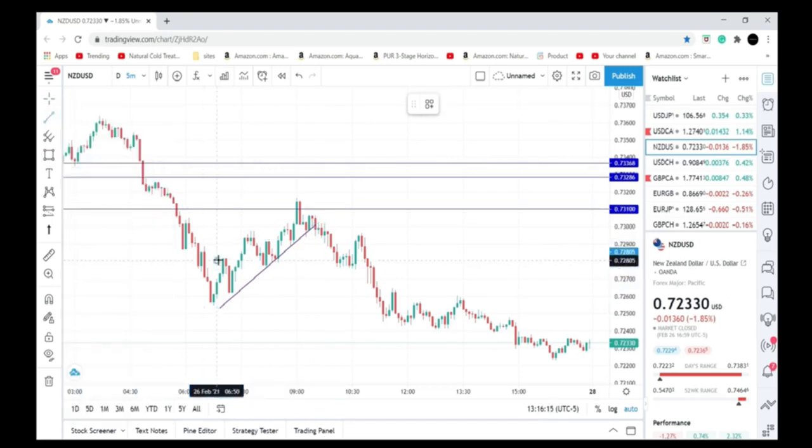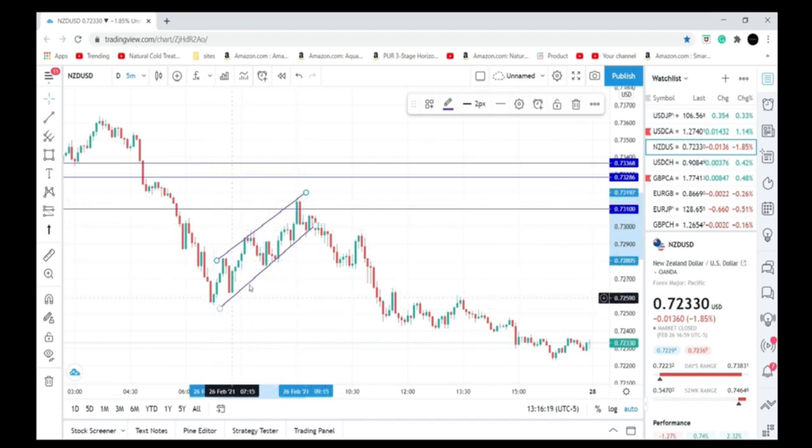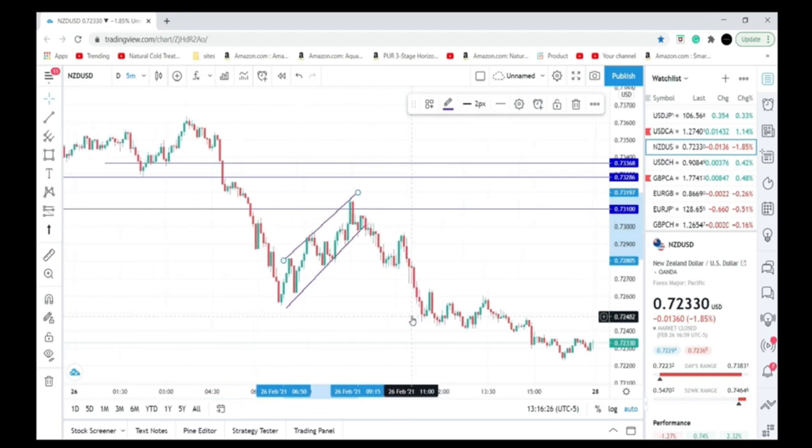Everything is lining up. All the highs lining up. Look how the highs are lining up. Look how the lows are lining up. Nice trend line break, and look at this. Whew! I mean, beautiful, guys. This is what I'm talking about.